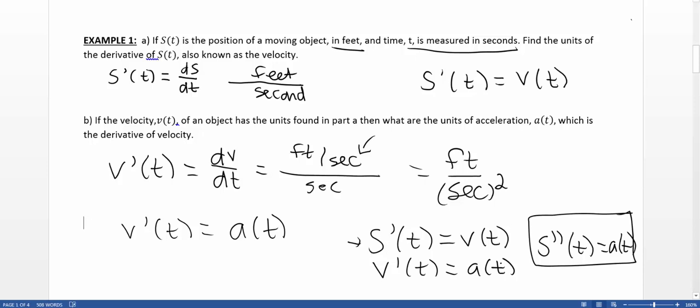We haven't talked about the second derivative yet, but in the next section, we'll spend a lot of time talking about it. And we'll circle back to this in chapter 3, this idea about the relationships between position, velocity, and acceleration.